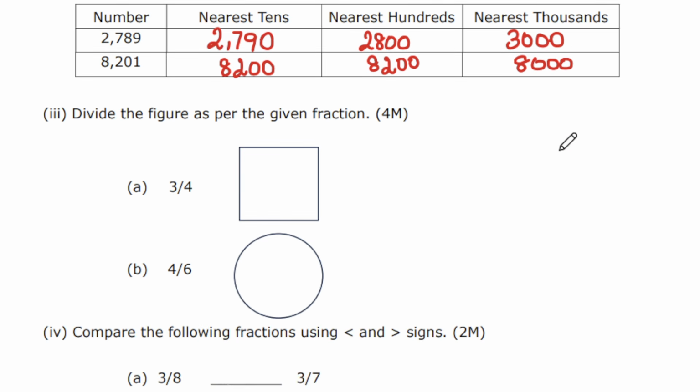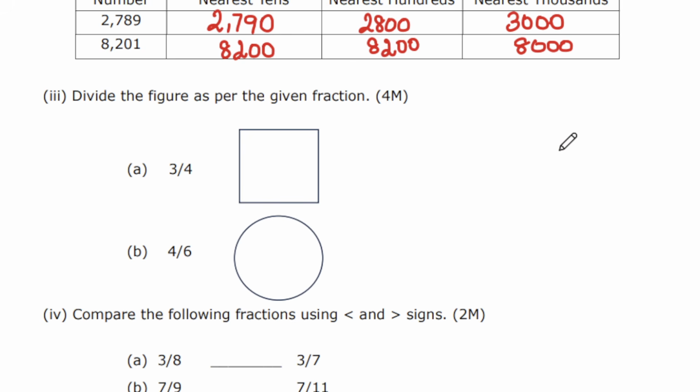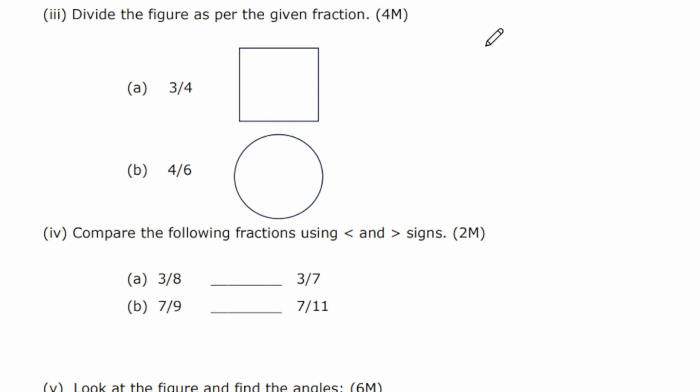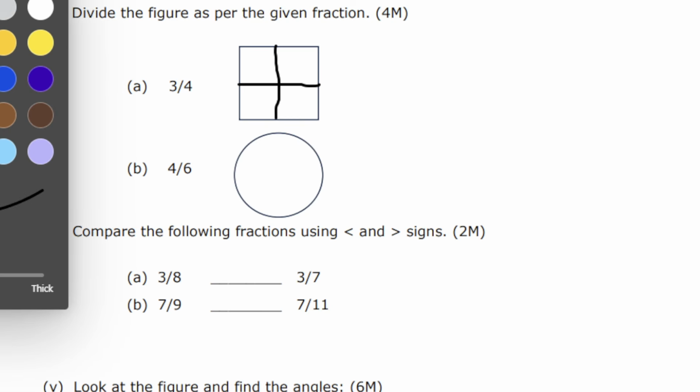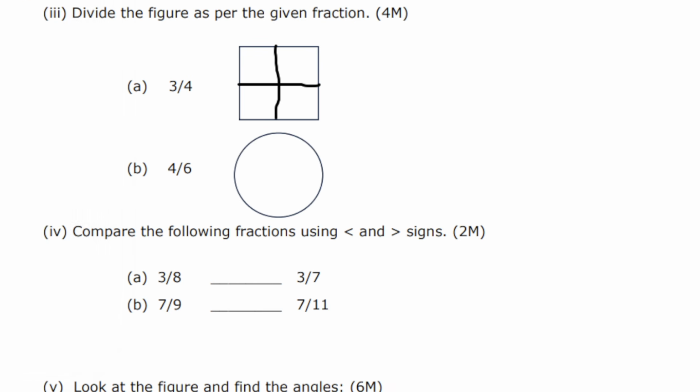Okay, the next one. Divide the figure as per the fraction. So we have fraction here, 3 by 4. First we have to divide this square into 4 equal parts. Then the fraction is 3 by 4, so you have to shade 3 by 4. This is the first part, second and third. So this is 3 by 4.